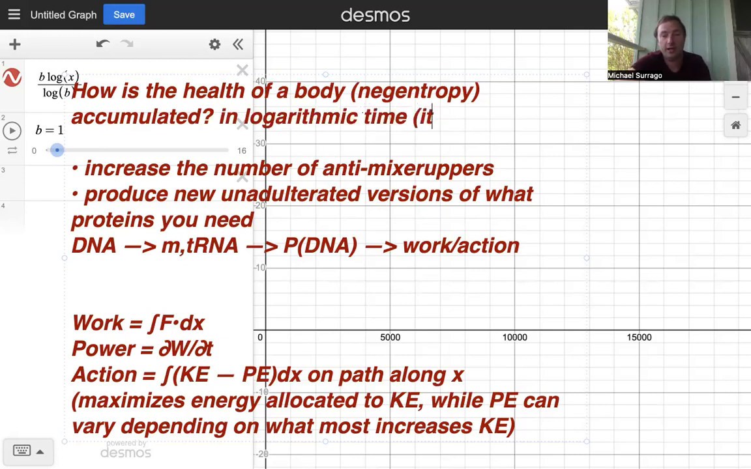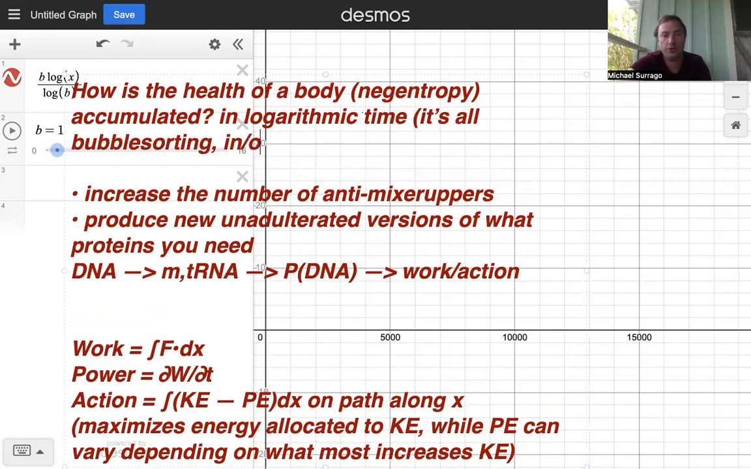because it's all bubble sorting. In, out, right? Kill, in, out, or it might be base 3, right? Because there's ternary logic. So it might all just be a curve in base 3.